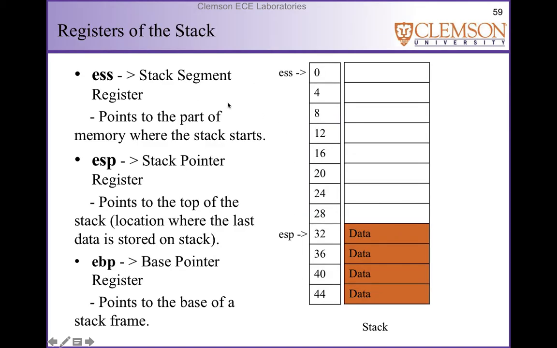Okay, so you have three registers to really use the stack. You have the ESS register, you have the ESP register, and then the EBP register. The ESS register is a static register. Every time a stack is invoked, you have an ESS register pointing to the lowest address available.